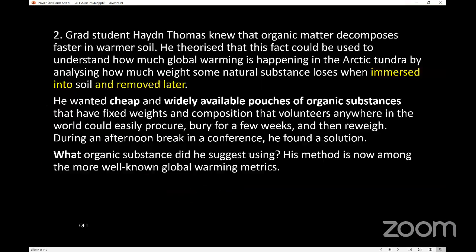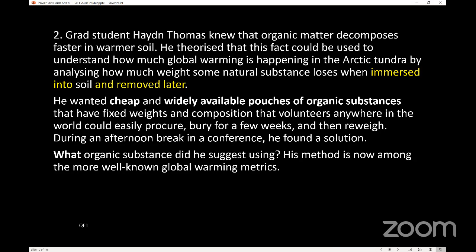Okay, we're moving to question two. Grad student Hayden Thomas knew that organic matter decomposes faster in warmer soil. He theorized that this fact could be used to understand how much global warming is happening in the Arctic tundra by analyzing how much weight some natural substance loses when immersed into soil and removed later.